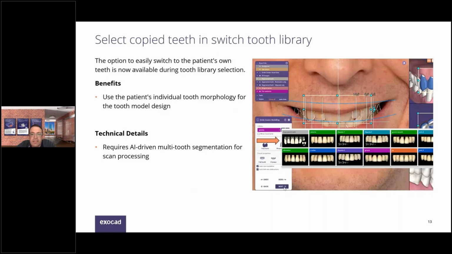Select copied teeth. When you get to the library selection tool, if you've done the tooth segmentation, you'll have the option that says copy patient teeth. That will load the tooth models of the original tooth morphology of the patient, if you would rather use that for your design instead of loading a separate tooth library. The prerequisite is that this option will show up only if you've done the multi-tooth segmentation step prior to getting to your library selection step.